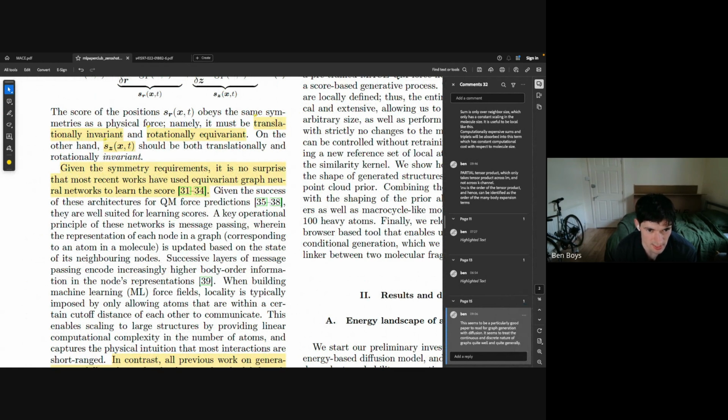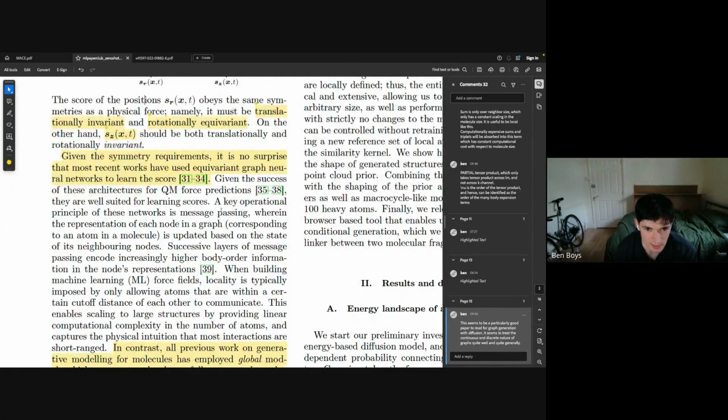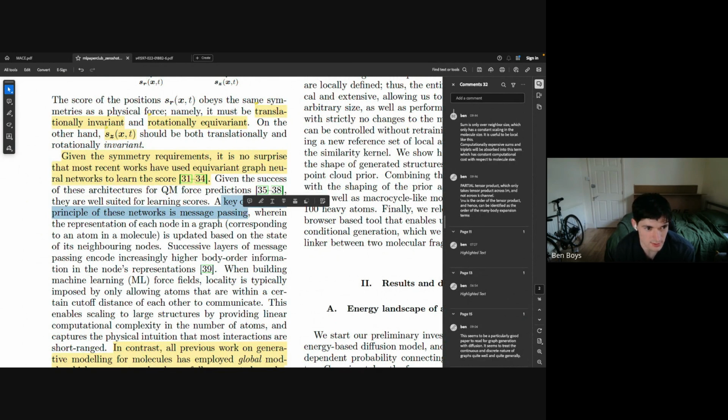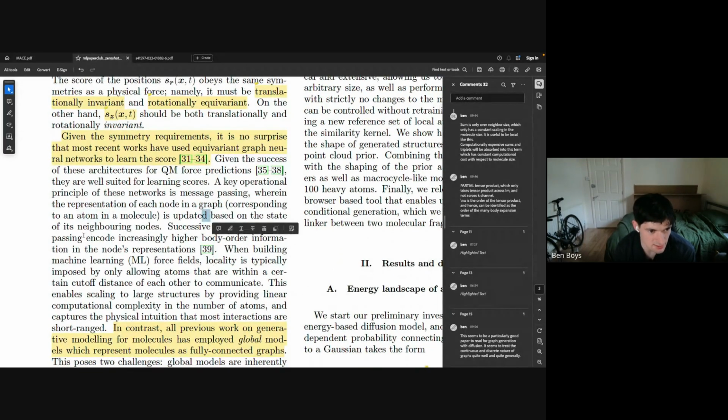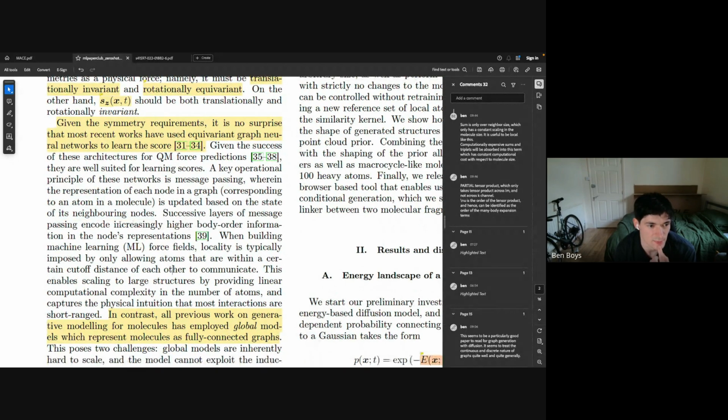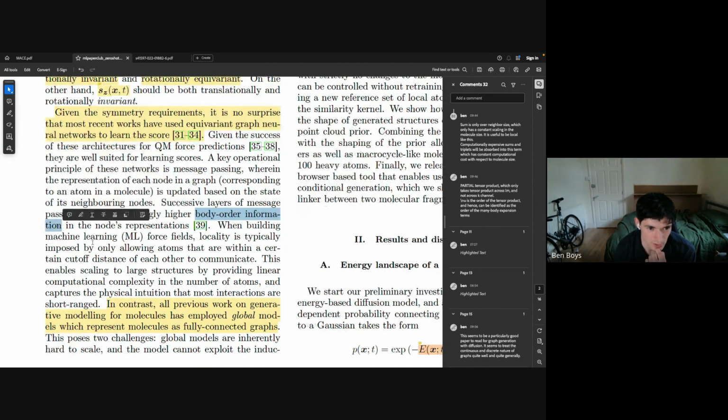So, given the success of learning these quantum mechanical forces, they have some merits, and a key merit of this is the principle of message passing, wherein the representation of each node in the graph, which corresponds to an atom in the molecule, is updated based on the states of its neighboring nodes. So successive layers of the message passing encode increasingly higher body order information. So body order information means interaction between atoms. Second body order interaction, 2 atoms. Third body order interaction between 3 atoms. Fourth between 4 atoms.